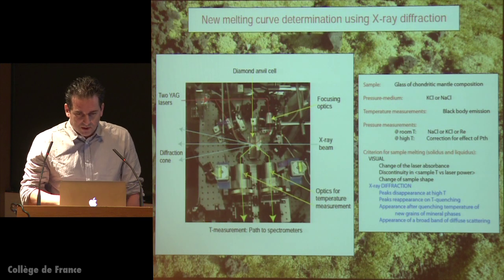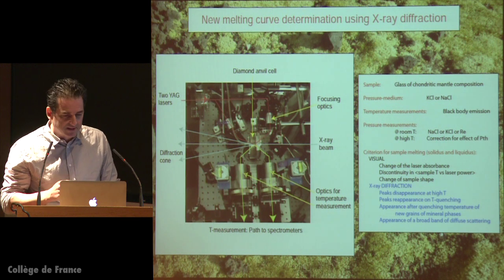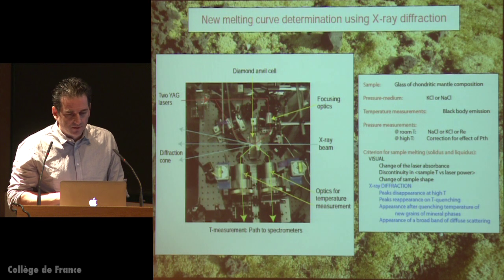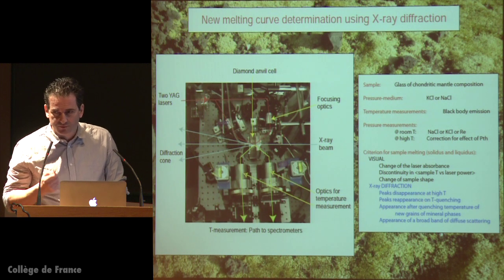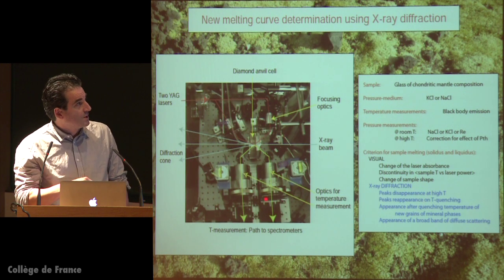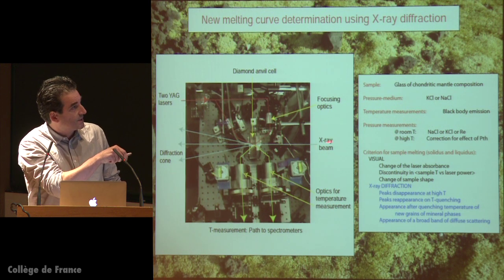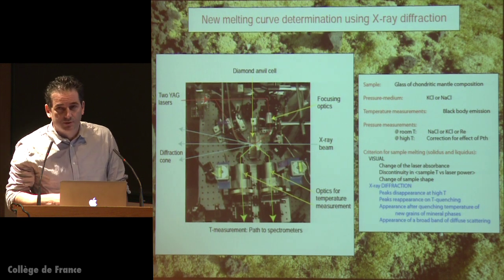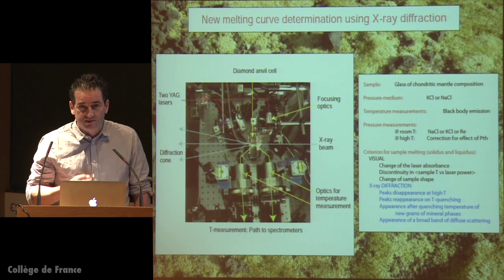So we were actually two groups, led by Guillaume Fiquet and I, using exactly the same technique. Not exactly the same loading in the diamond cell, I will show you later, but the same type of criterion to determine the melting of the sample. And so we used X-ray diffraction in a synchrotron ring. The X-ray beam is going there. This is a diamond cell, and you're looking at the diffraction cone, which will give information on what is the mineralogical content in the sample.